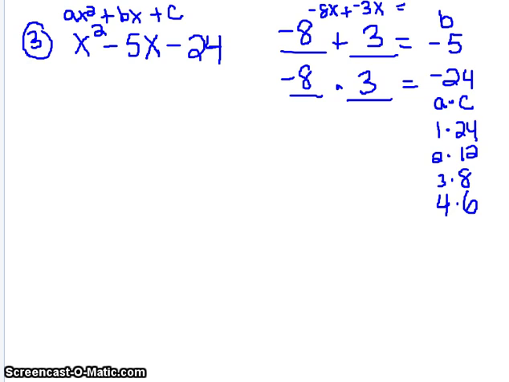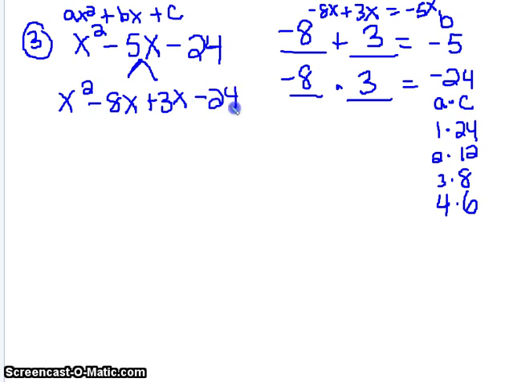Negative 8x plus 3x is equal to negative 5x. And so I can see that they multiply to give me negative 24 and they add to give me negative 5. I can split my middle term into negative 8x plus 3x minus 24.